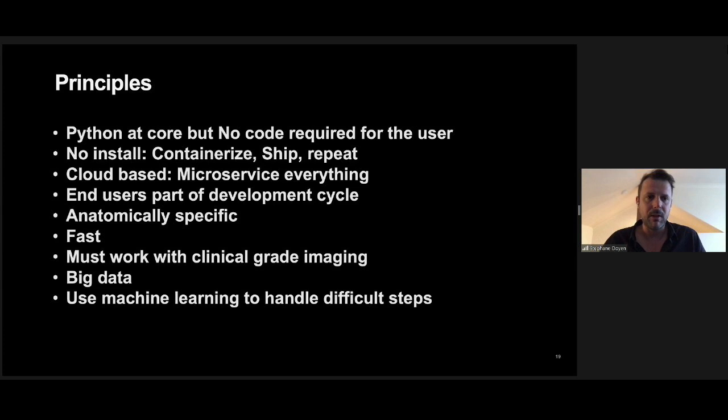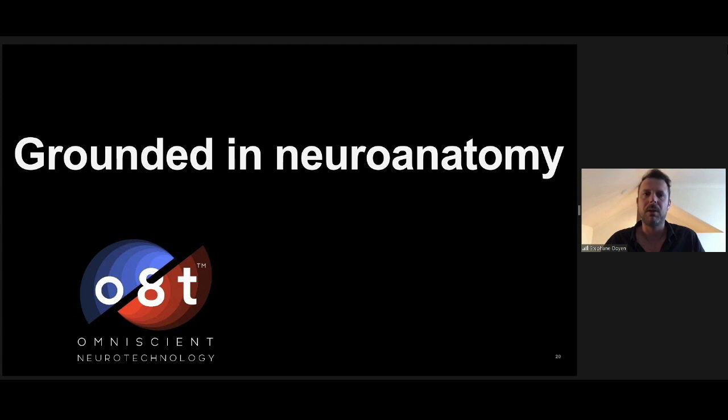And then eventually, we also use machine learning at the heart of our system to handle the difficult steps. So machine learning is used wisely across the platform, not everywhere, not as a standalone, but really where it requires specific steps that are difficult for the user to handle. And these are the principles we're using. So now moving into a little bit more of the neuroanatomical grounding, I'm going to hand over to my colleague, Michael Sughrue.